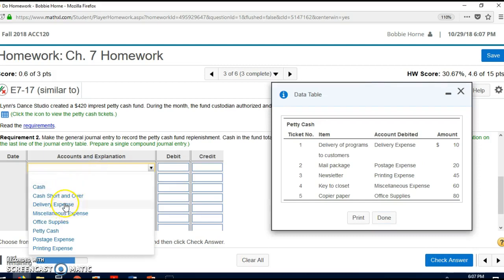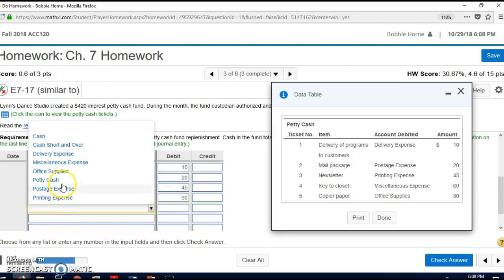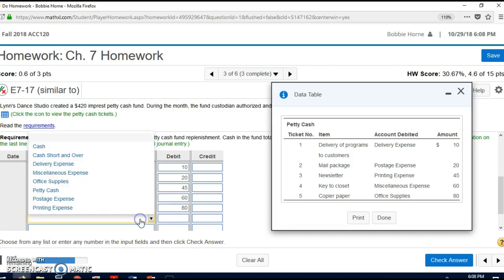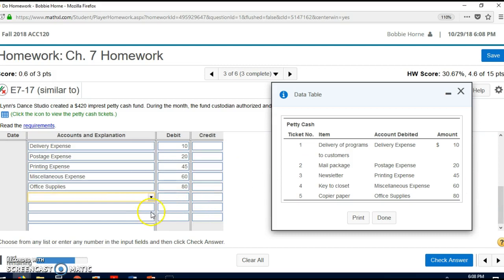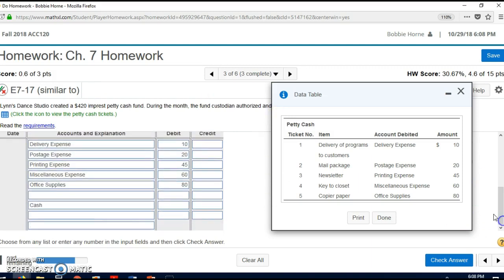So what we spent was on a delivery expense of $10, a postage expense of $20, a printing expense of $45, a miscellaneous expense of $60, and office supplies. We purchased office supplies, so it's 80. We haven't used them yet. And then we want to credit cash for the amount we need to make the fund back to 420.